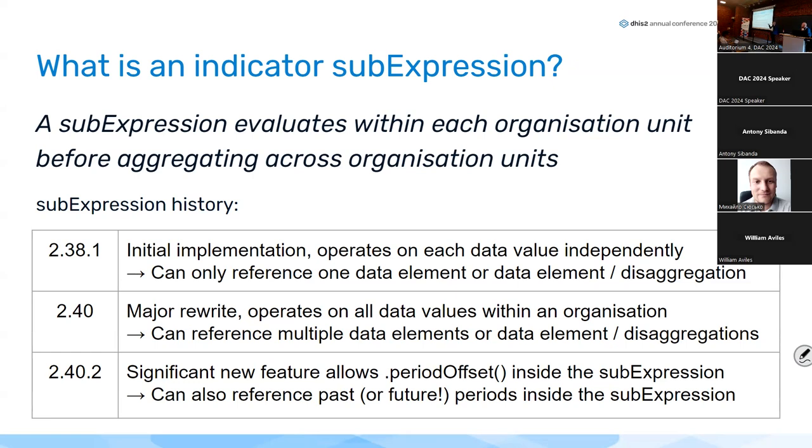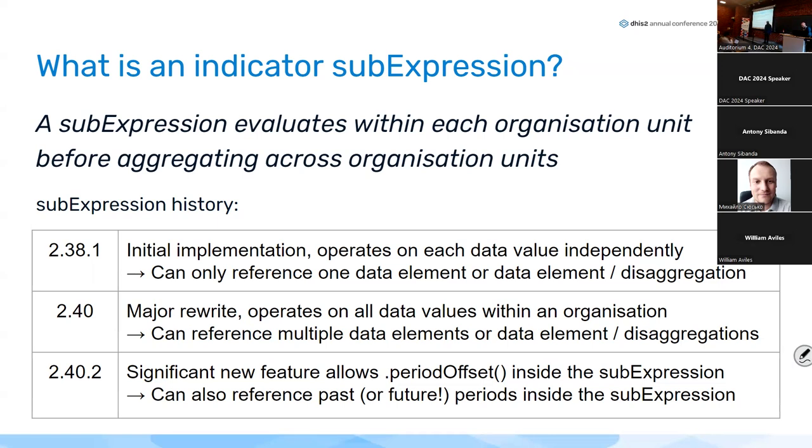So that logic may return 1 if the org unit has this kind of data, and it may return 0 if the org unit has some other kind of data. Then in your report, as you sum those up, all the org units up to your district or your country or province, whatever, you can get a count of org units, facilities, whatever, that meet some logical definition. That's the tool of sub-expressions. Before they were put into indicators, you could only do this by running a predictor, storing a 1 or a 0 for each org unit, and then going back into analytics and seeing how they are.